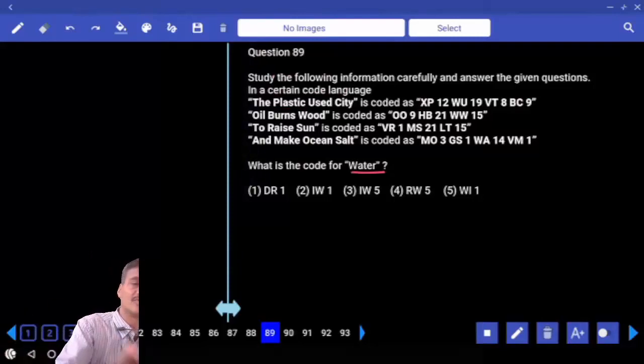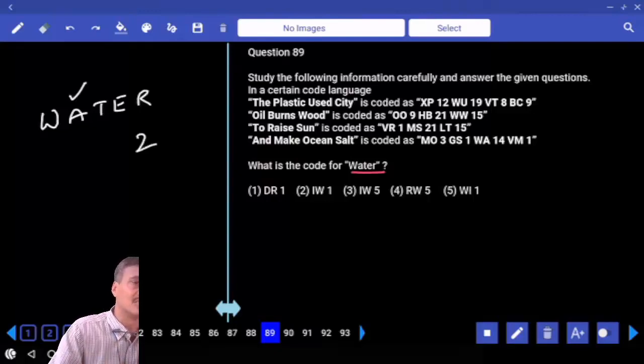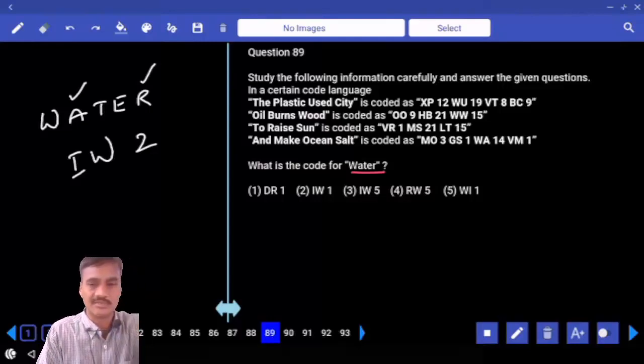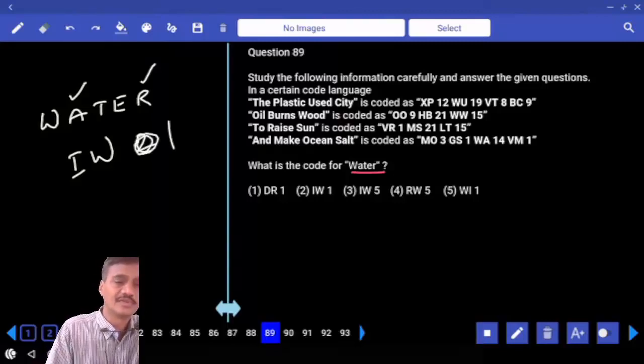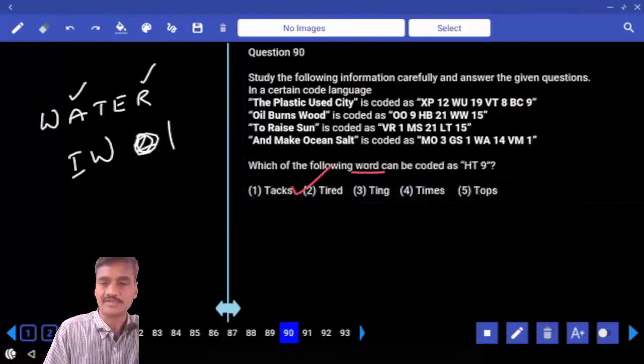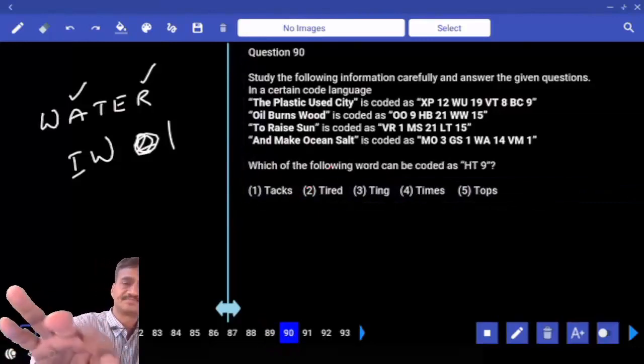అమ్మ, Waterకి ఇప్పుడు code చెప్పండి, మీరు చెప్పండి. Waterకి ఎలా చేస్తాం? And number ఎంత రావాలి? Second letter A కాబట్టి 1 రాస్తుంది. Rకి opposite letter I. And W will be remained as it is. IW1, that is choice 2, question number 89 and 90th.